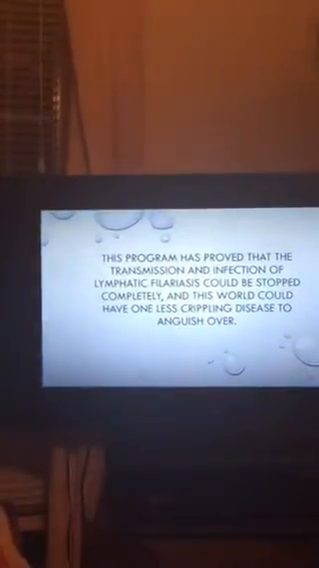Families reduce the burden of caring for their disease-struck relatives, and healthier women allow for better birth outcomes and a lower infant mortality rate to better enable a community to grow and prosper. So these families and these communities aren't having to carry the weight of these sick individuals who can't work, who are in so much pain and suffering every day. It allows the entire community to work better and help these communities prosper instead of being poverty-stricken. This program has proved that the transmission and infection of lymphatic filariasis could be stopped or completely eradicated, and this world could have one less crippling disease to anguish over.